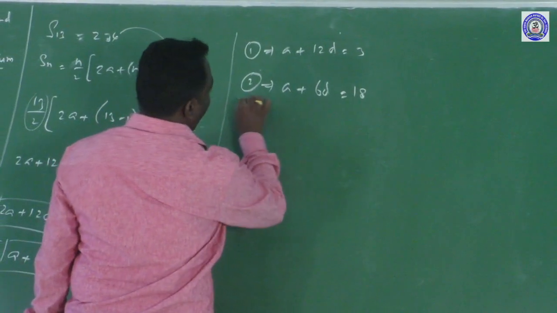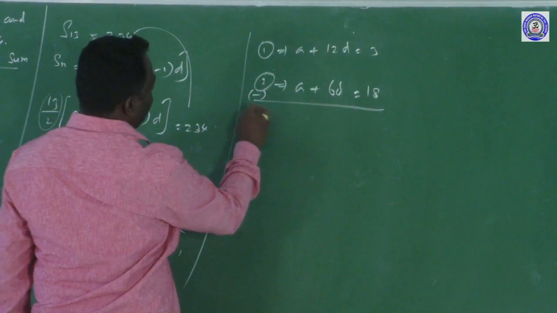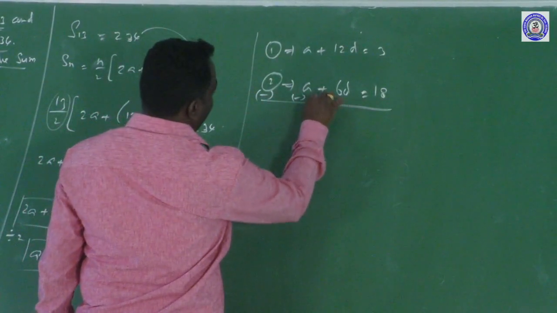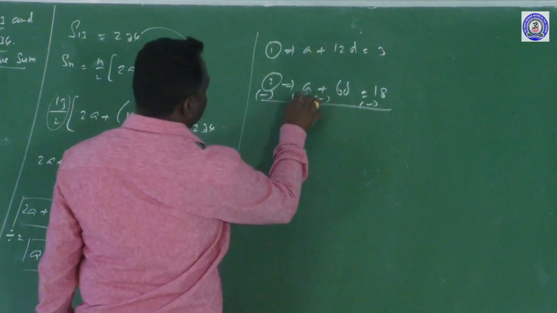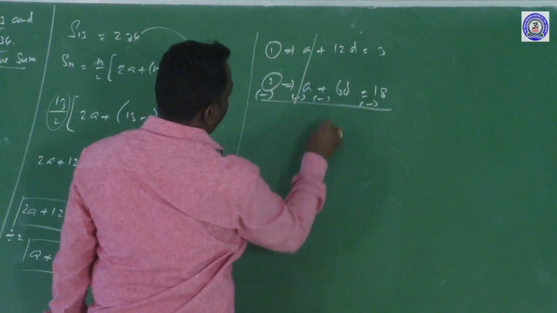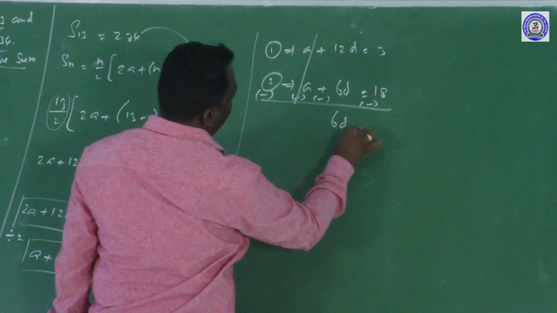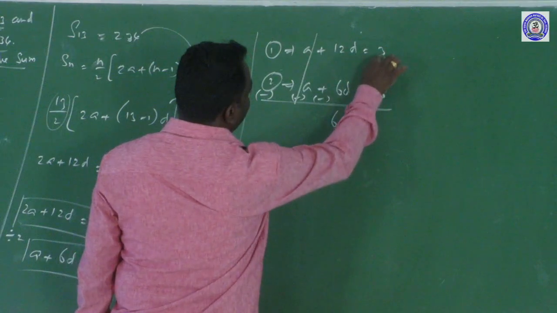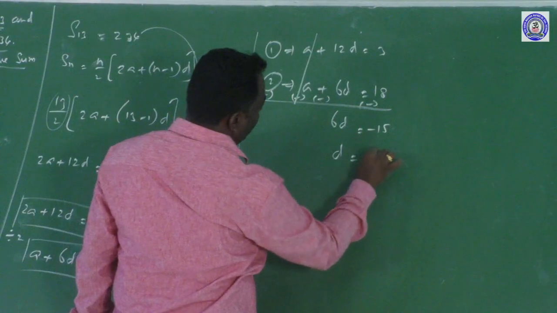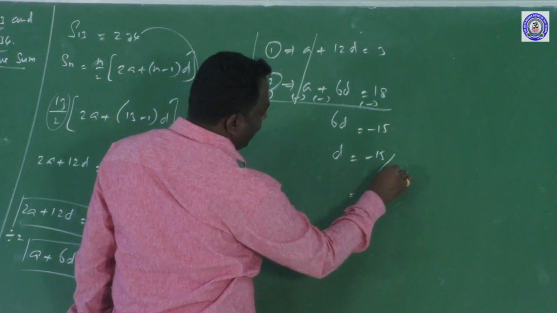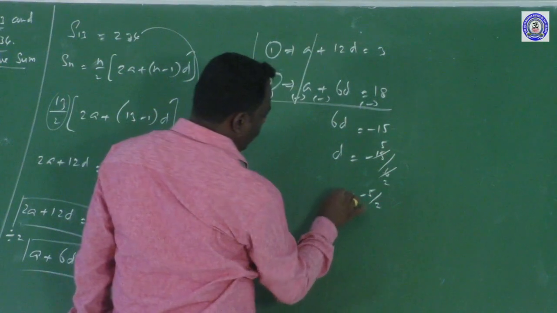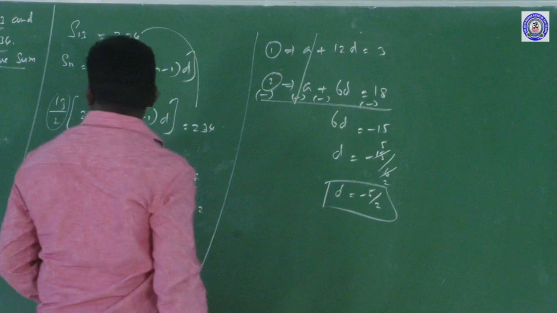Now to simplify, we subtract the equations. Minus into plus gives minus, and minus into minus gives plus. A minus a cancels. Minus 6d plus 12d gives plus 6d, which is equal to 3 minus 18, that is minus 15. So d is equal to minus 15 by 6. Cancelling by 3, this is minus 5 by 2. This is called the common difference, d.